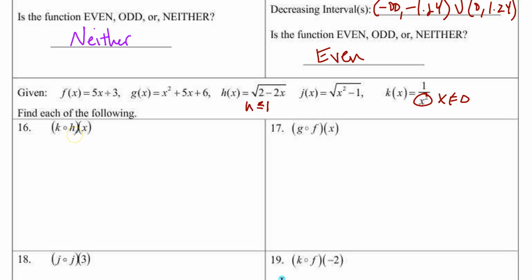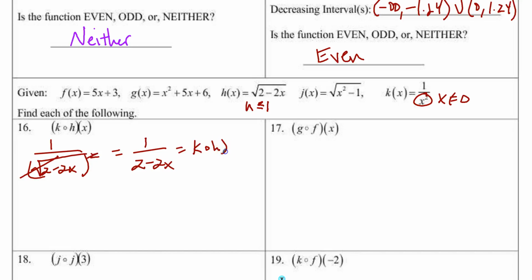So I'm going to plug h into k. I get 1 over the square root of 2 minus 2x, squared. The square and the square root will cancel, so I get 1 over 2 minus 2x. That is my composition, k of h. But now we have a domain problem. This does not look like we necessarily have a domain problem.